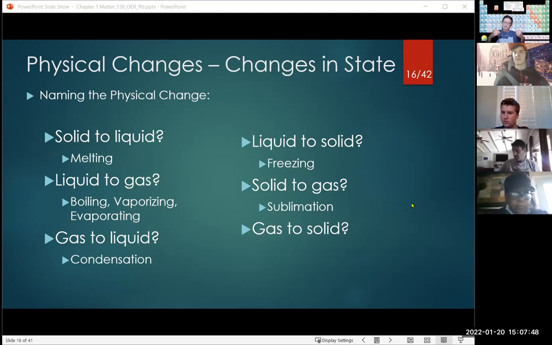Now, the opposite of that is taking that same gas. We can take carbon dioxide and put it in this instrument that can solidify the carbon dioxide. We call that deposition. So we can get some CO2 gas running through this little instrument here that will convert it back to a solid. We call that deposition.